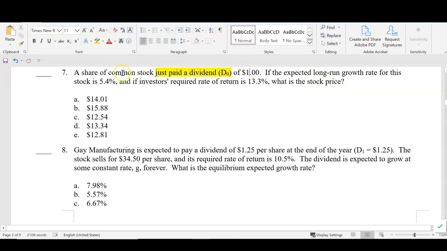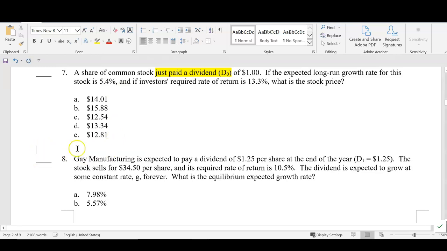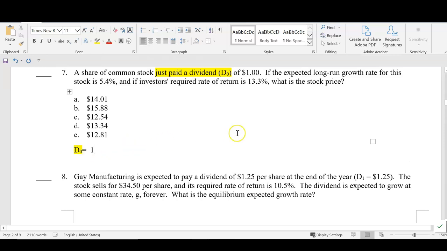Okay, so we know D0, we know G, 5.4%. We know the investors' required rate of return of this stock. So R is 13.3%. We're looking for P0. Let me list the conditions first. So we know D0, a dollar. G, the long-term growth rate, is 5.4%.